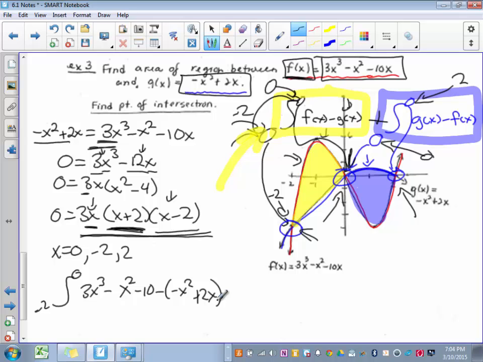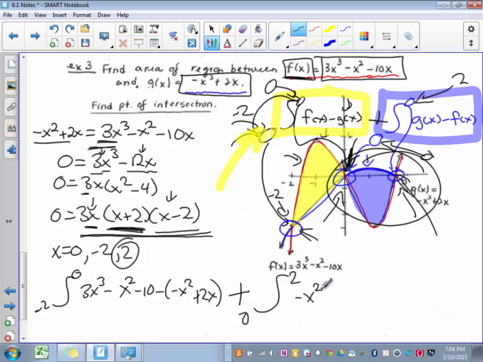And then we're going to add that to our next integral. Now we're going to focus on this one right here. So this one is integrated from 0, which was right there again, to this value, which was right here, the 2. We got that from right there. Integrated from 0 to 2. And now we're just flip-flopping it. Now it's going to be our negative x squared, that's first, our g of x function, plus 2x, minus our f of x function, 3x to the third minus x squared minus 10. There we go. There it is.